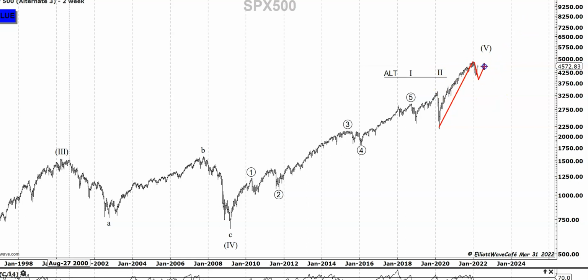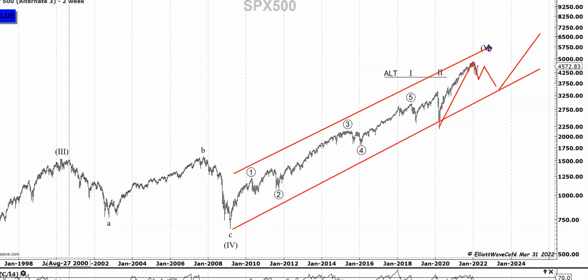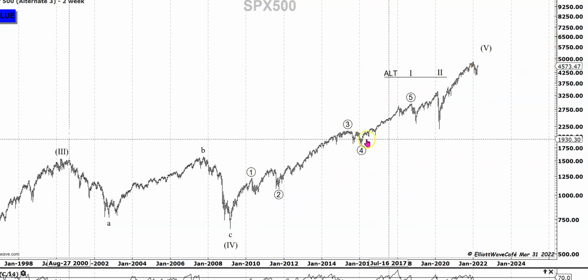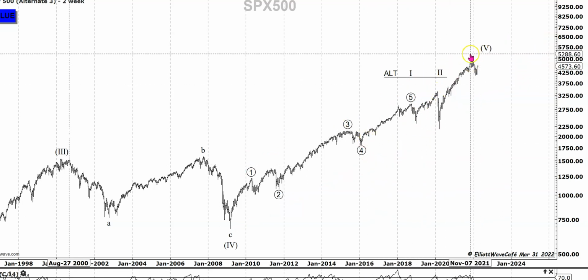So maybe it's going to be something like that, and then you continue to climb higher inside this, let's say, uptrending channel in the S&P 500. So there's a couple of ways to look at this, right? You could have a wave 5 finish.